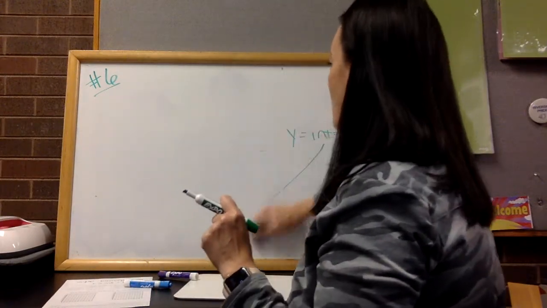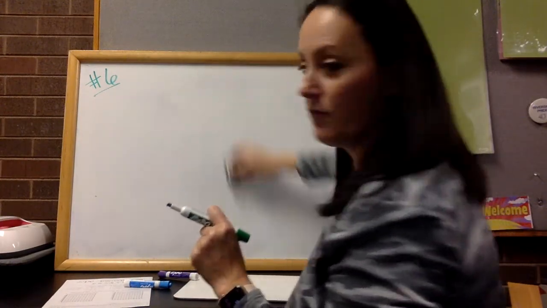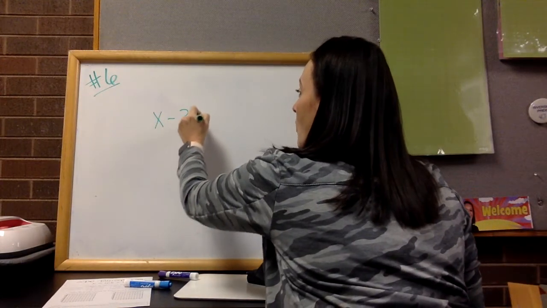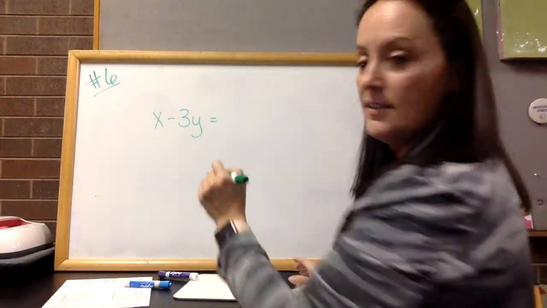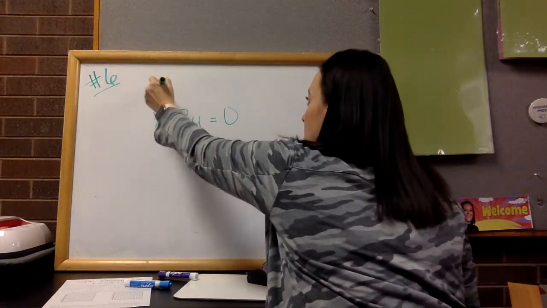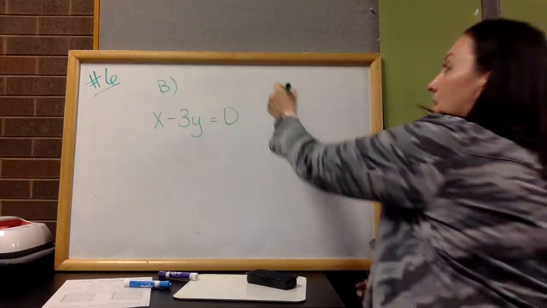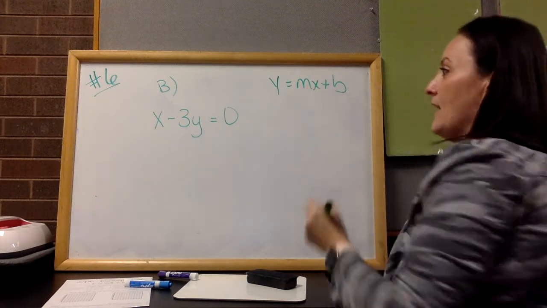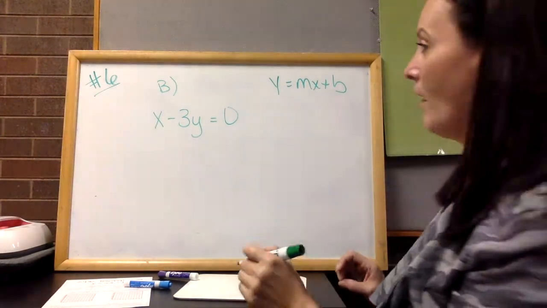We're going to go through a couple more of these so you can see me solving these for y, okay? So we have x minus 3y equals 0 for letter B. This is B. Again, I'm trying to get this so it says y equals mx plus b. And notice that that x value is always first too. That's super helpful.